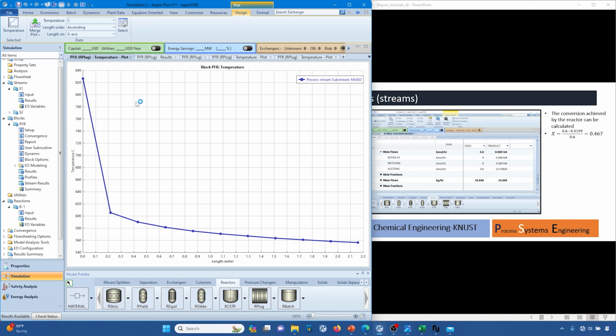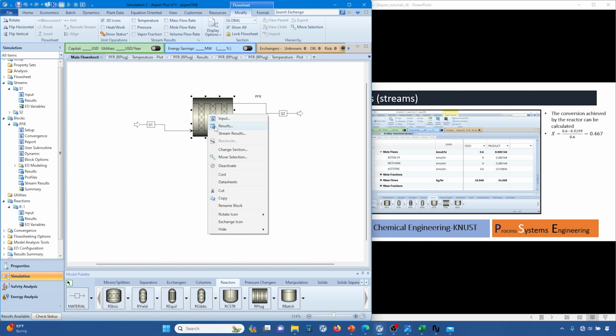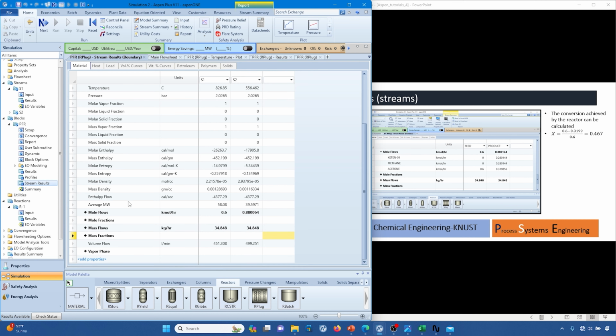If we check our conversion by going to the stream results, you can see that about 47% conversion is attained, compared to the 38% obtained for the CSTR.